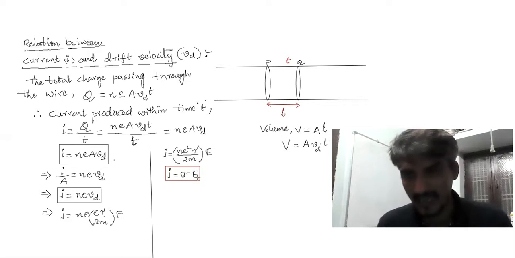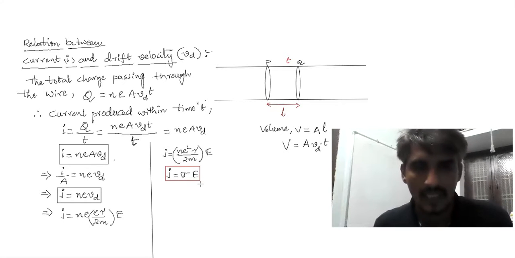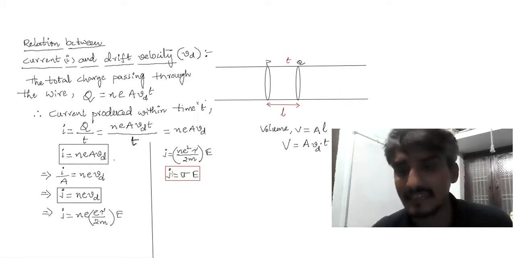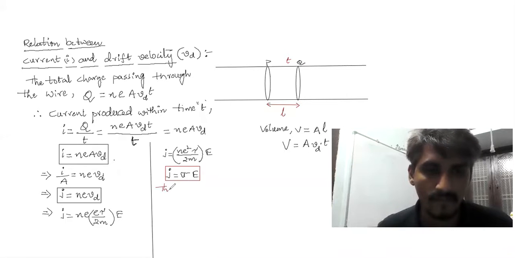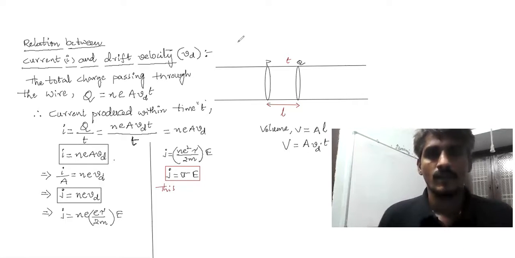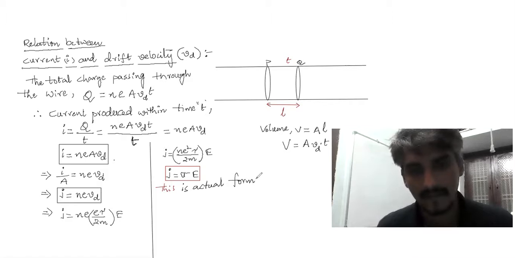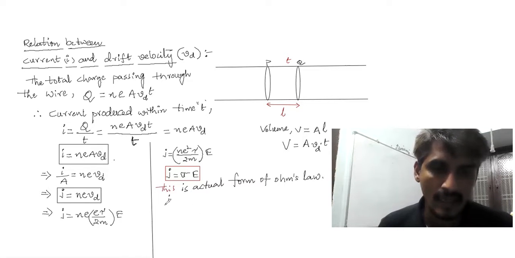J can be written as I by A, right? Current, obviously, it is related to current. So if the electric field is increased, then the current density also increases. This is the actual form of Ohm's law. Understand?